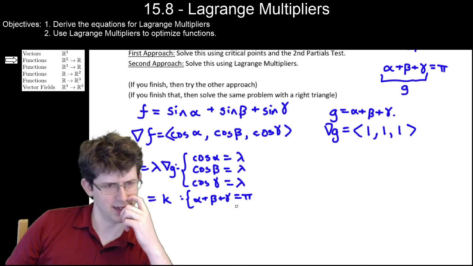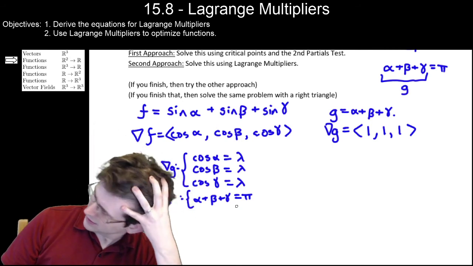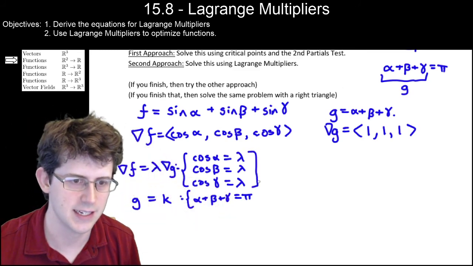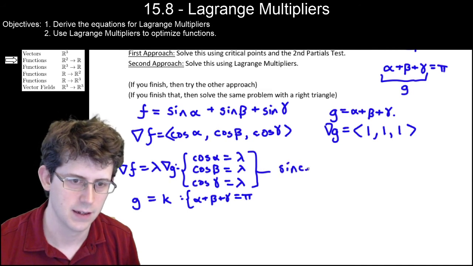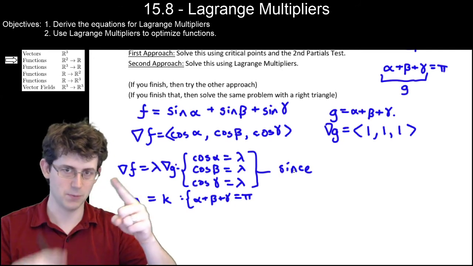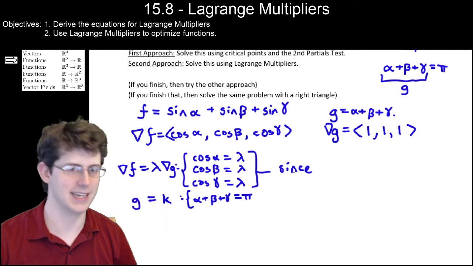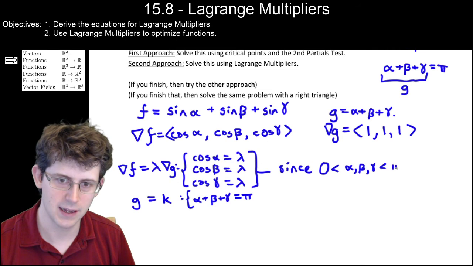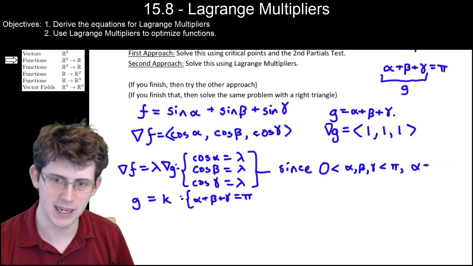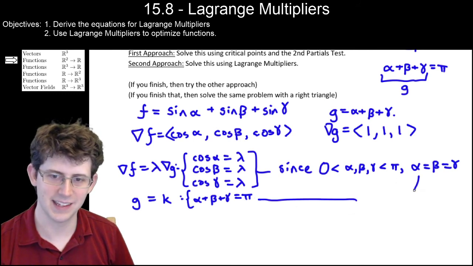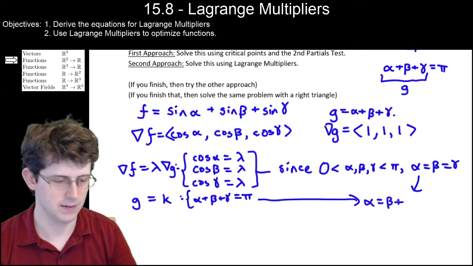If you have a bunch of angles that all have the same cosine, aren't they the same angle? I guess if they're inside a triangle, they are. You can have 2 angles with the same cosine that aren't the same angle, but one of them would have to be negative or bigger than pi, and that's not possible. So since all of these are between 0 and pi, all this tells you is that they're all the same angle. And if you combine that with the fact that the angles add up to pi, then that means that they're all pi over 3.